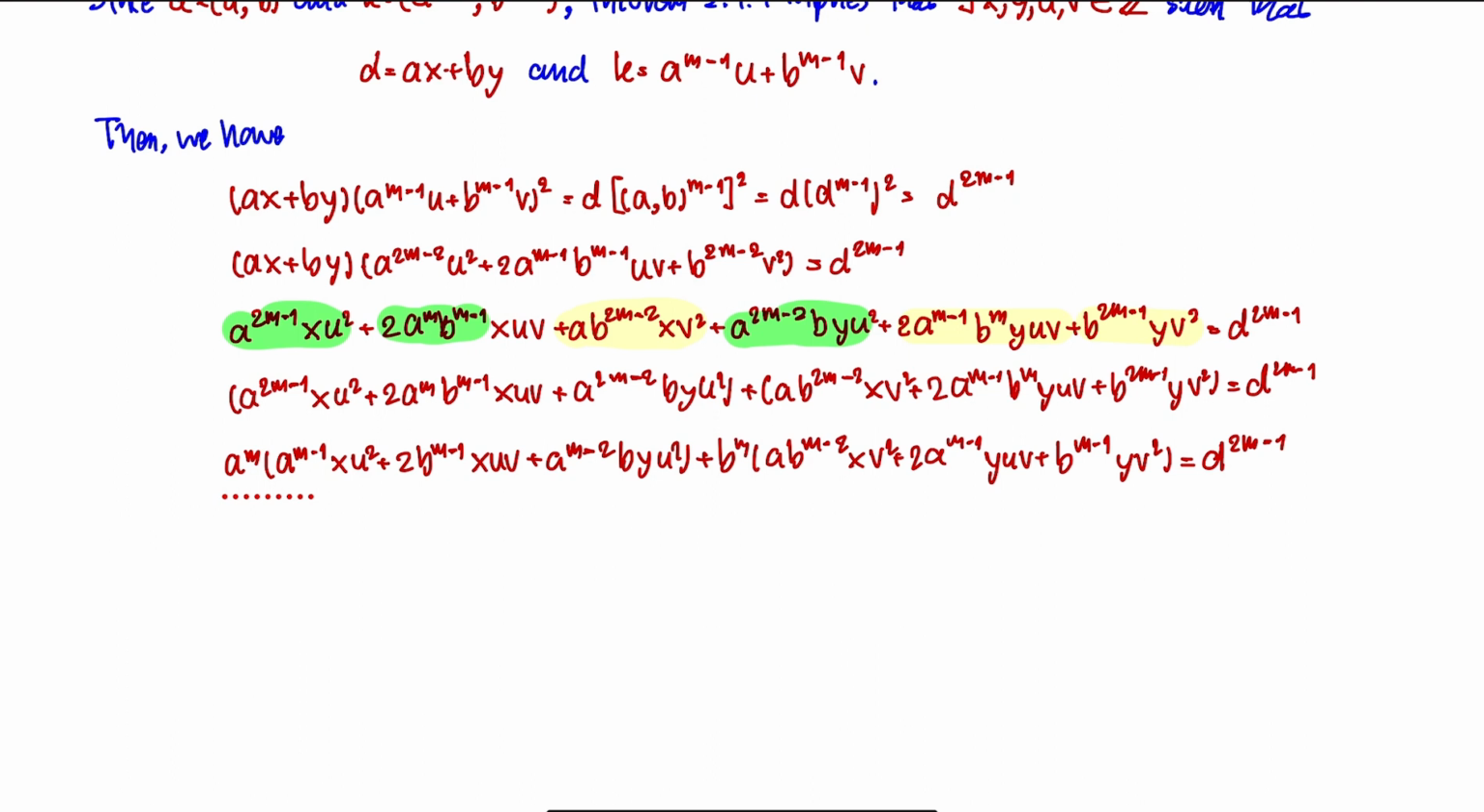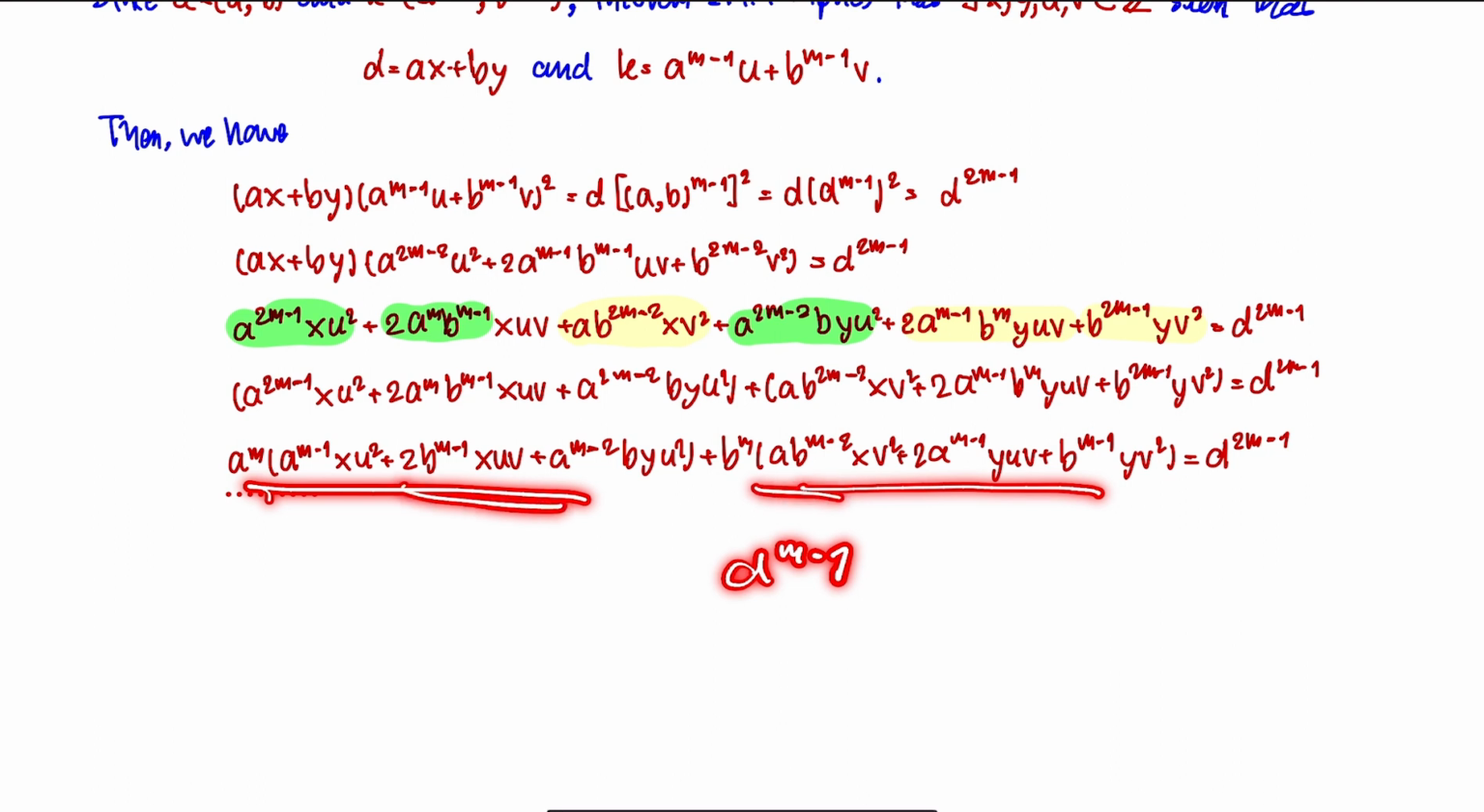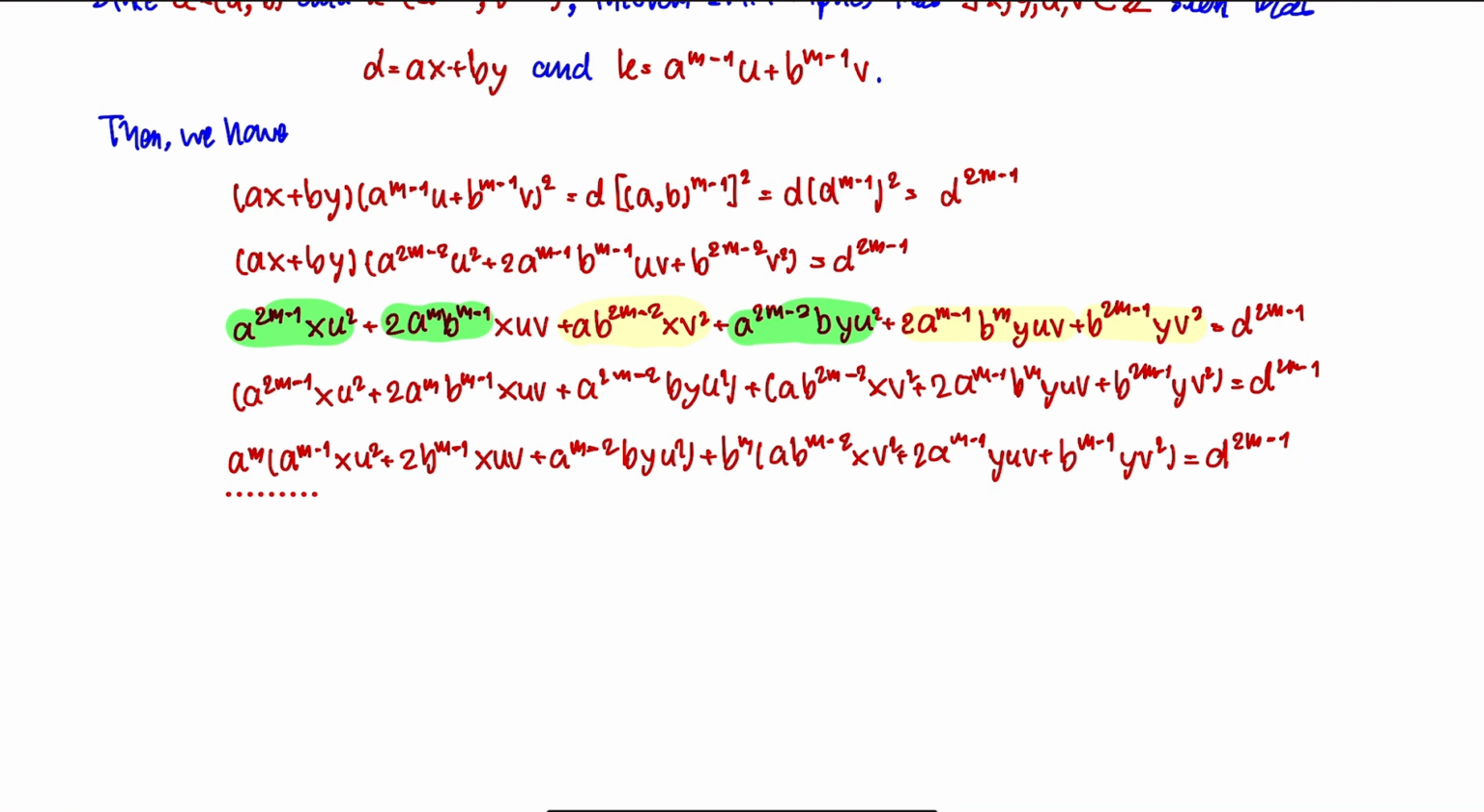Okay, great. The problem is we have this term right here, a to the m minus 2 b, and a times b to the m minus 2. Because I'm trying to factorize d to the m minus 1 from all of these terms, and I want to divide this equation by d to the m minus 1. So I'm going to leave this as equation 1.